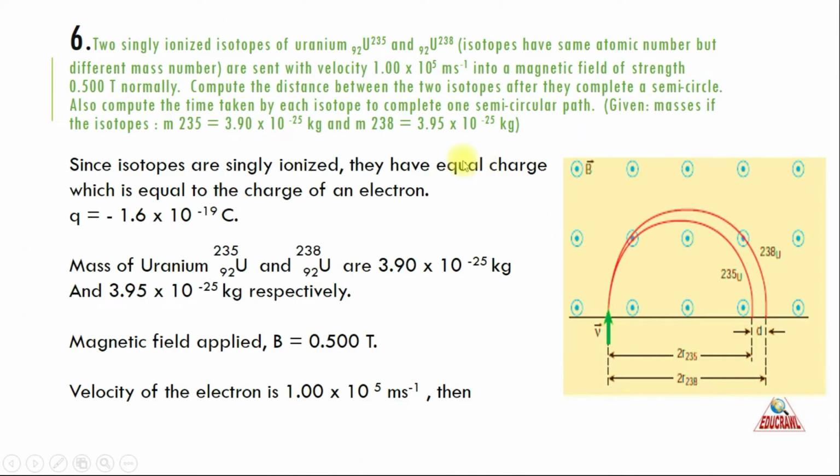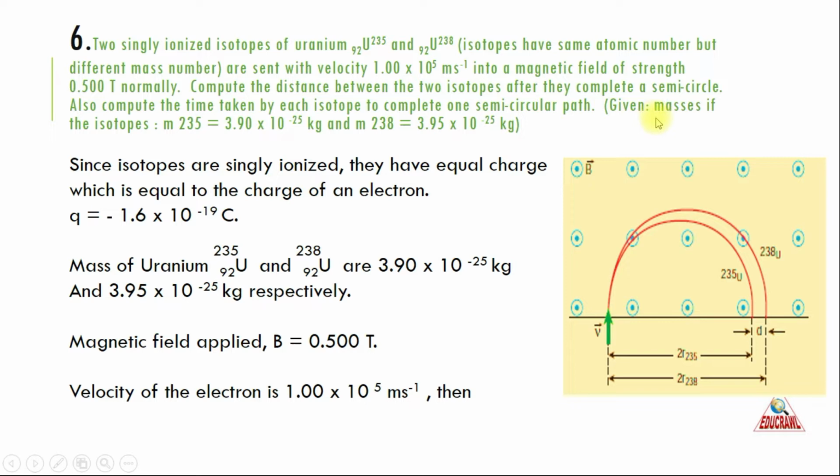The sixth problem. Two singly ionized isotopes of uranium-92-235 and uranium-92-238, which are isotopes having the same atomic number but different mass number, are sent with the velocity 1 into 10 power 5 meter per second into a magnetic field of strength 0.5 Tesla normally. Compute the distance between the two isotopes after they complete a semicircle. Also compute the time taken by each isotope to complete one semicircular path.